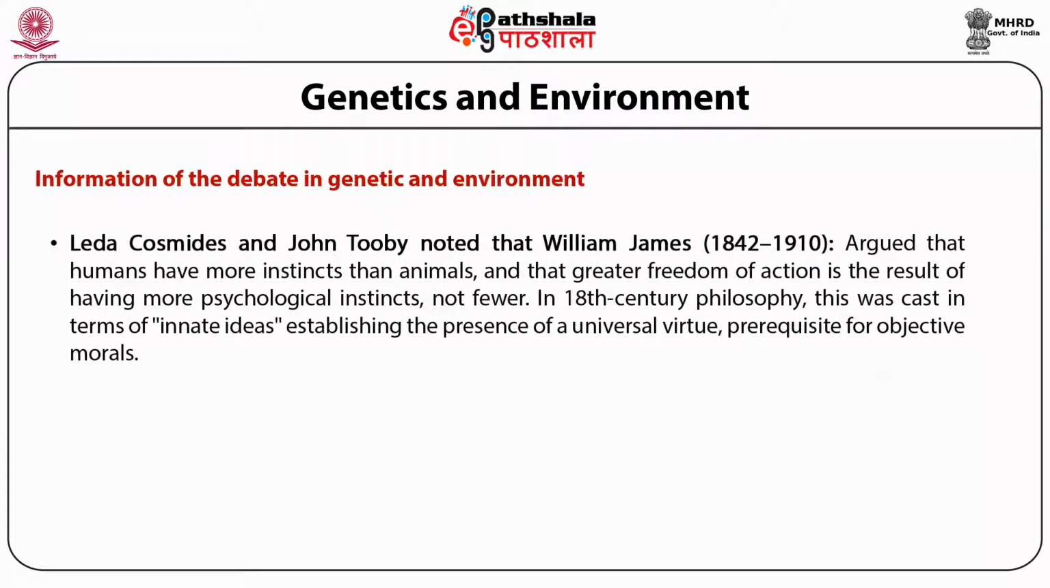Leda Cosmides, John Tooby and William James argued, by giving a comment, that humans have more instincts than animals and get more freedom of action as a result of having more psychological instincts. The question of innate ideas or instinct was of importance in the discussion of free will in moral philosophy. Philosophers cast it in terms of innate ideas in the 18th century by establishing the presence of universal virtue and prerequisites for objective morals.